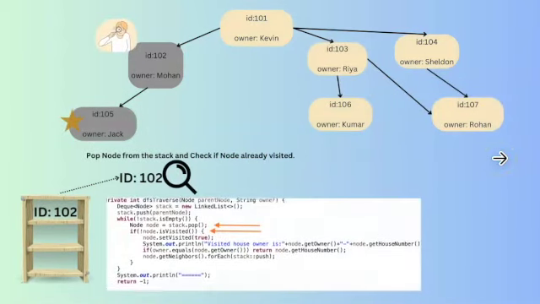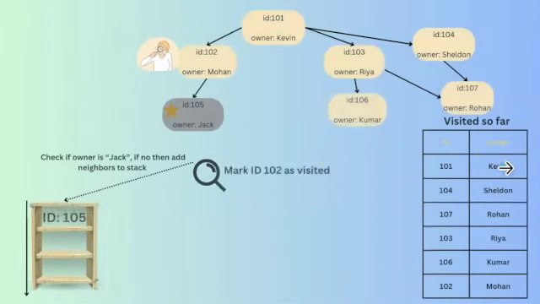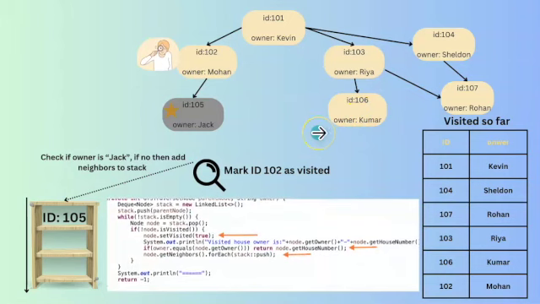After this, the code will pop the next item from the stack. Now we see the first available from the stack is 102, and the code starts working on that now. It checks first whether this was already visited or not. Since it was never visited, it enters the loop and marks the node as visited, and then checks whether the owner is Jack or not. Since it is not, it continues and adds its neighbor 105 to the stack.